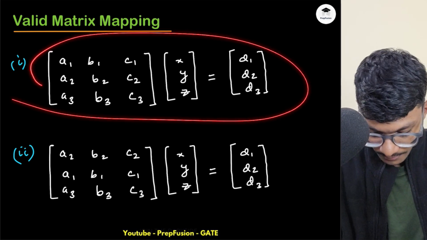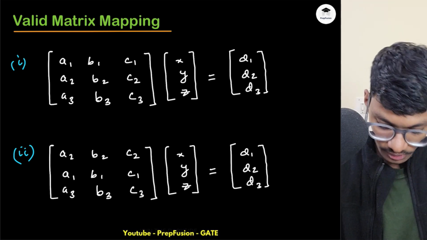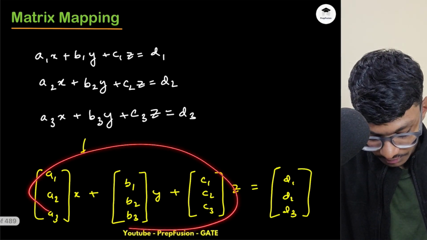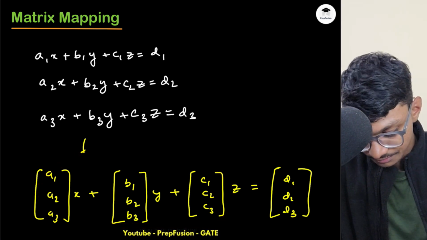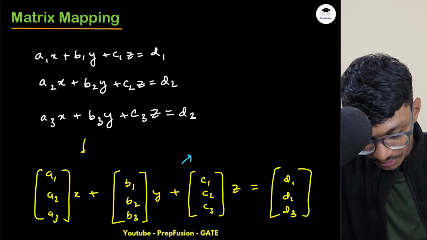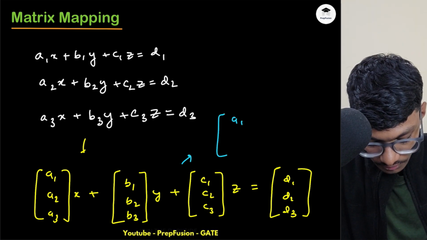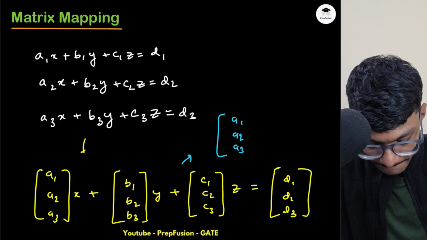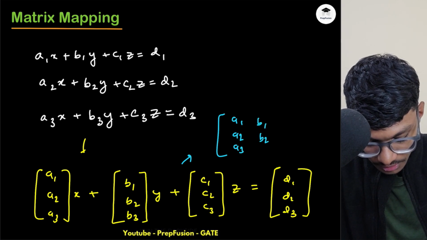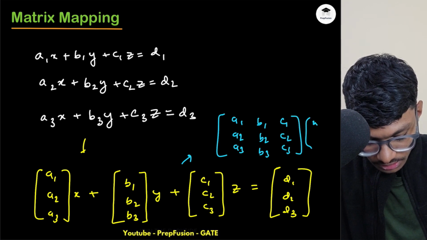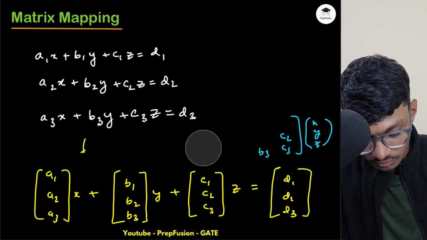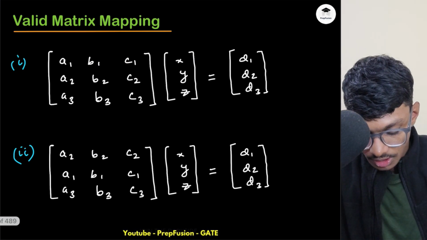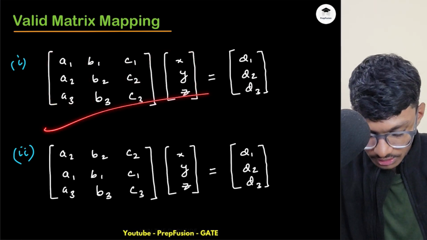So here, what we can see is that we could have written all this in a single format. We could have written this in a single matrix: a1, a2, a3, b1, b2, b3, c1, c2, c3. This is generally what you do. This is x, y, z, and this is equal to the d vector. So this is what we do. I will not write over here, I'm just showing you the example. Now this is the same thing that we have written over here.